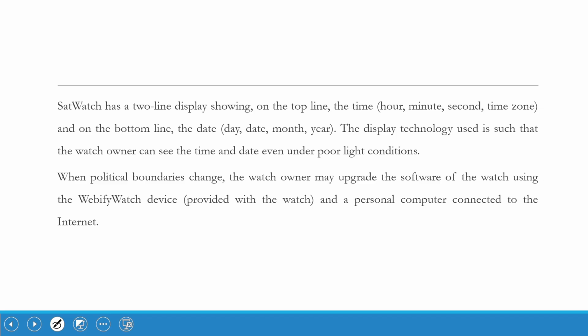The display technology used is such that the watch owner can see the time and date even under poor light conditions. When political boundaries change, the watch owner may upgrade the software of the watch using the Wi-Fi device provided with the watch and a personal computer connected to the internet.